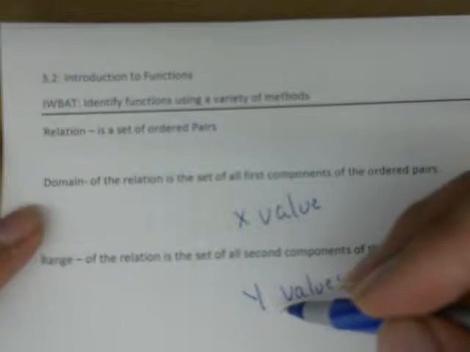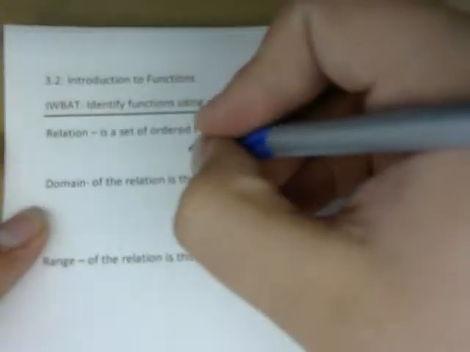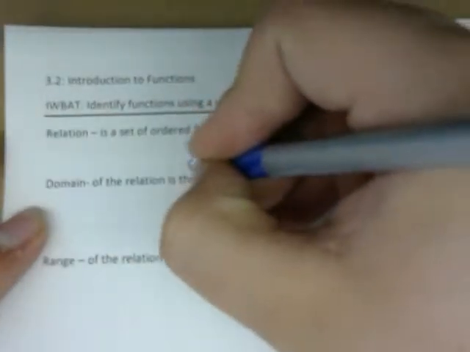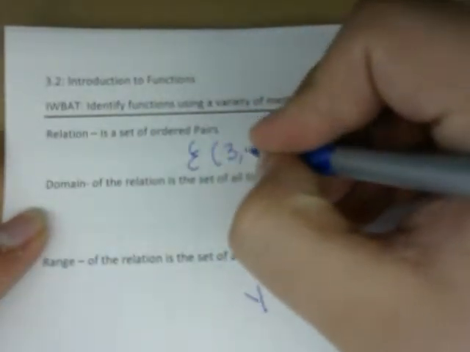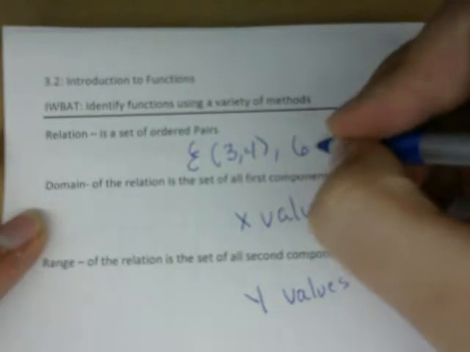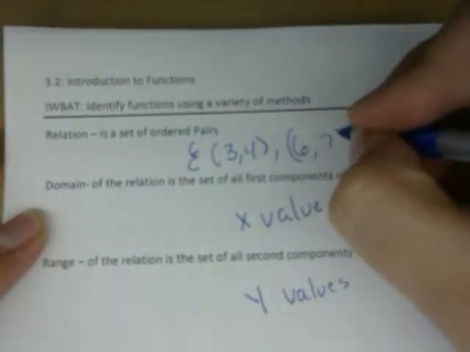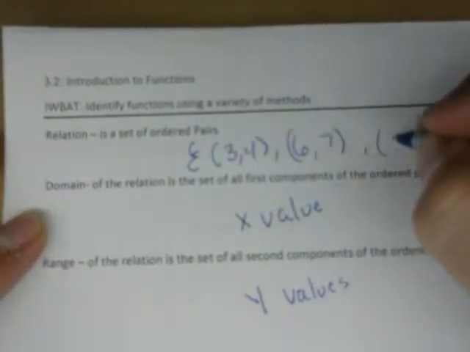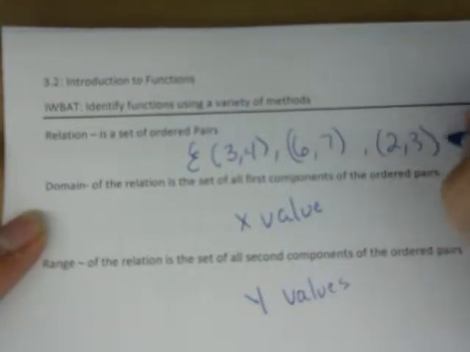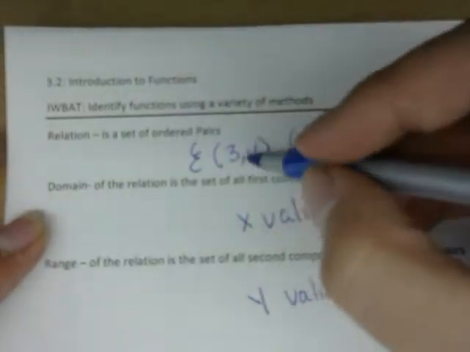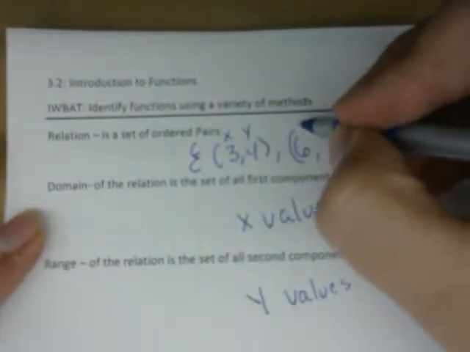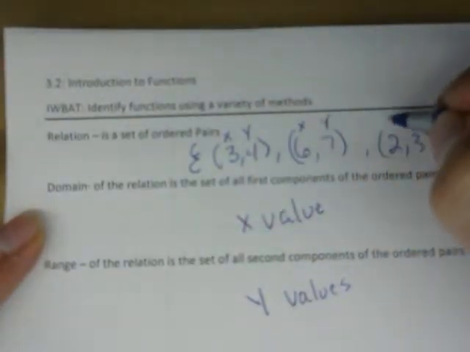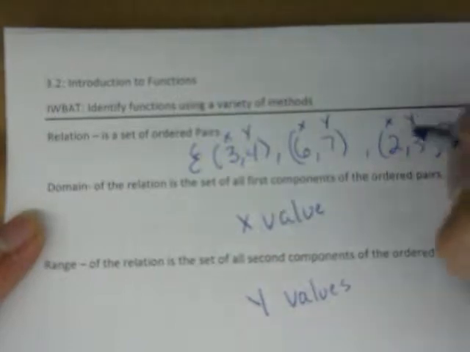So I'm going to give you guys a set of ordered pairs. We'll call it the relation. We've got (3, 4), (6, 7), and (2, 3). Now from the last video, we should have realized that the first number is your x, and the second number is your y.